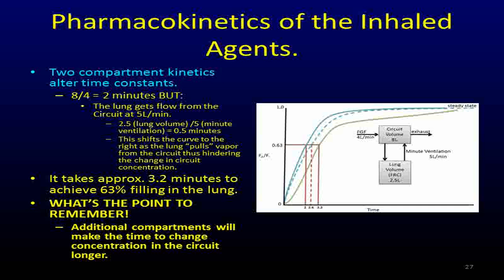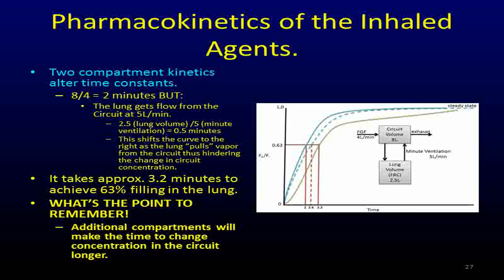Previously, we said that it would take 2 minutes to achieve 1 tau in this circuit. We did that calculation. But now, look at this. We have an additional leech, if you will. This leech is the lung. And the lung has its own flow. Now, if this patient's spontaneously ventilating, that flow will be the patient's minute ventilation. And minute ventilation is what? Rate times volume. And you may be controlling it if it's mechanically ventilating with rate times volume.